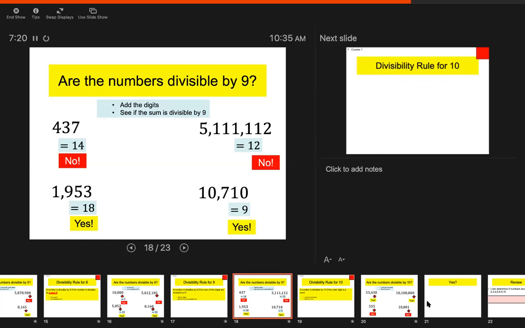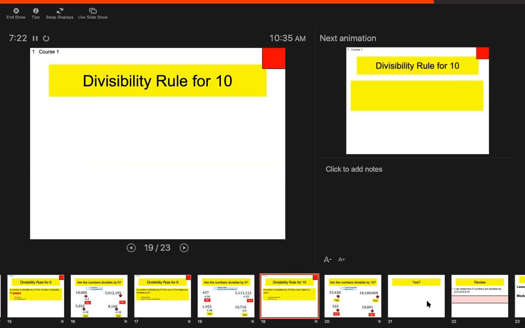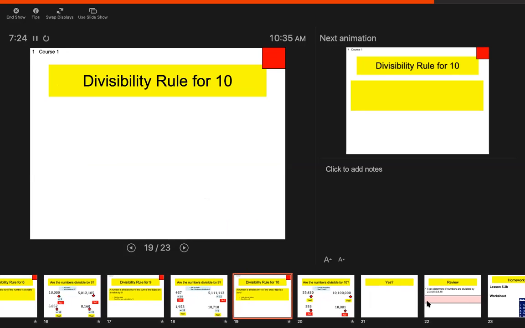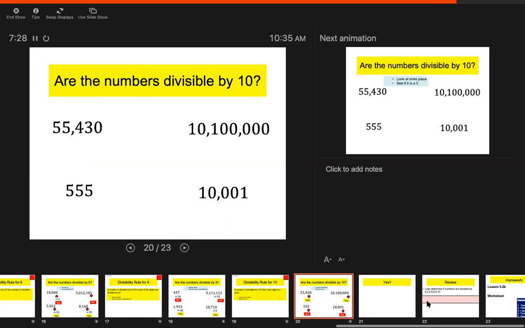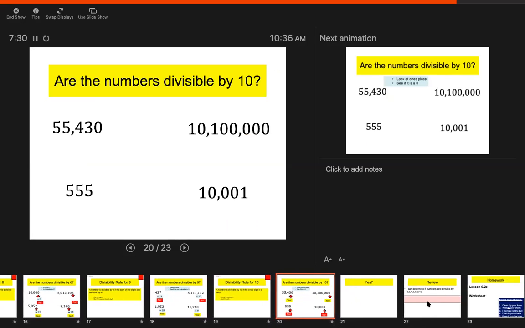Okay? All right. 10 is the easiest rule as long as it ends in a 0. All right, so that one's the easiest one. So there's your divisibility rule. So yes or no? Yes. No. Yes. No. All right, those are the divisibility rules. Carly, Richard, those are going to be on the test.